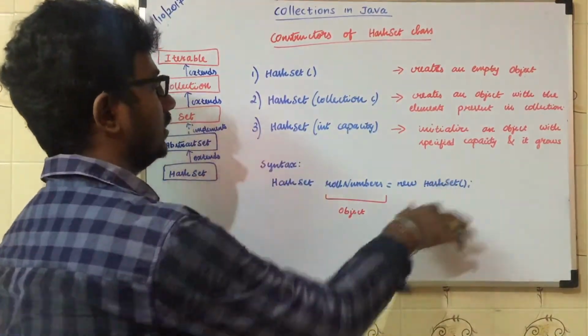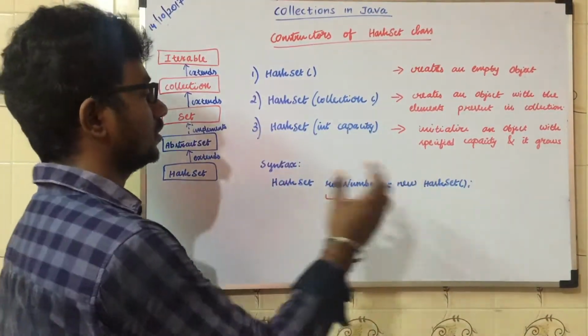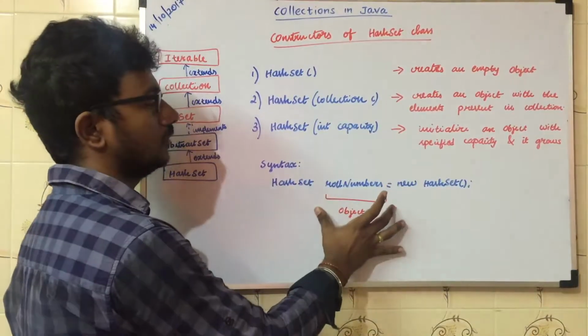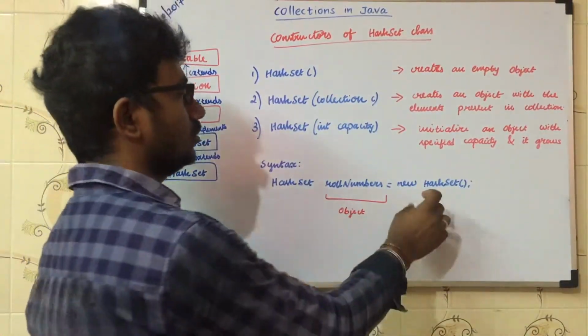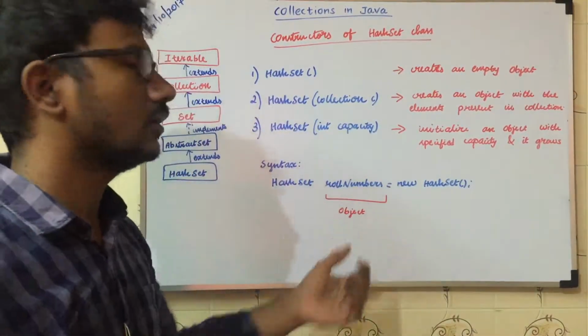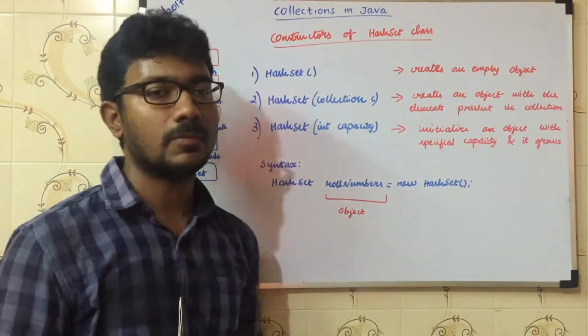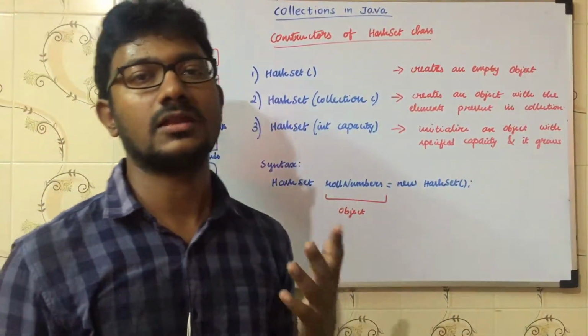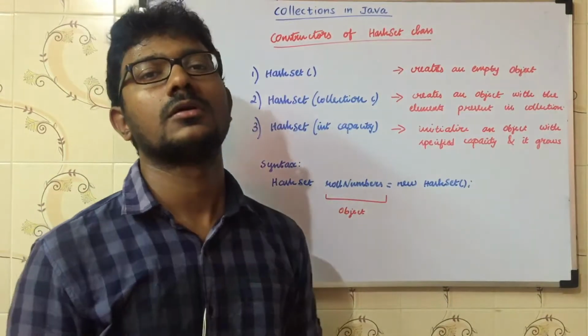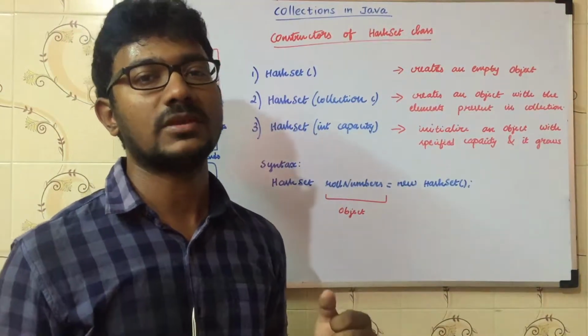This is the syntax for creating the empty object: HashSet is the class name, rollNumbers is the object, new HashSet. So this is the object. Using this object you can perform operations like add, remove, isEmpty, like that.